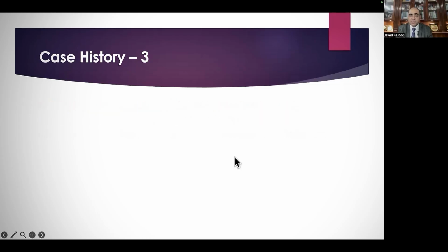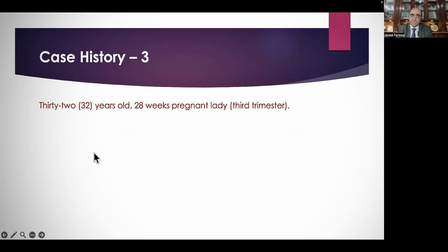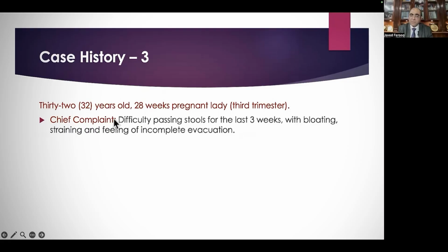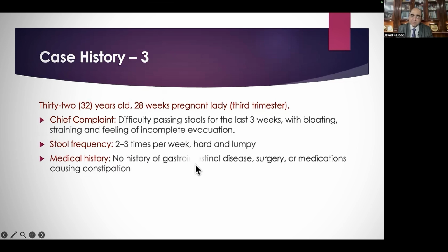Now the case history number 3. A 32 years old, 28 weeks pregnant lady, that is a third trimester. Chief complaints: difficulty passing stools for the last 3 weeks with bloating, straining, and feeling of incomplete evacuation. Stool frequency 2 to 3 times per week, hard and lumpy. Medical history: no history of gastrointestinal disease, surgery, or medications causing constipation.